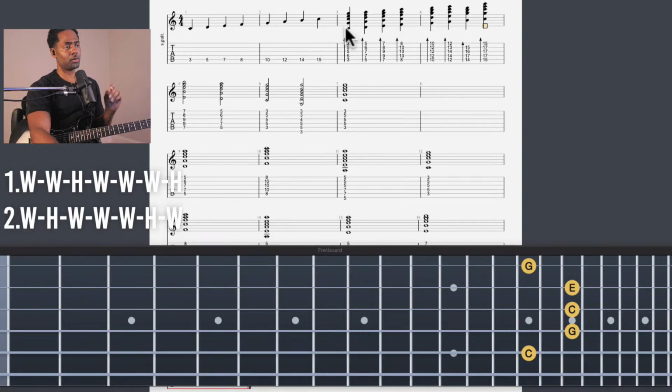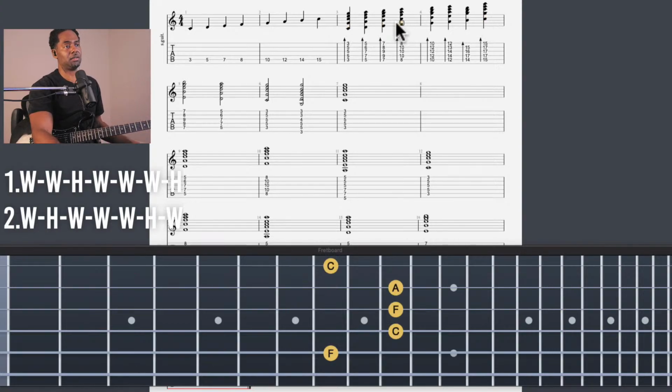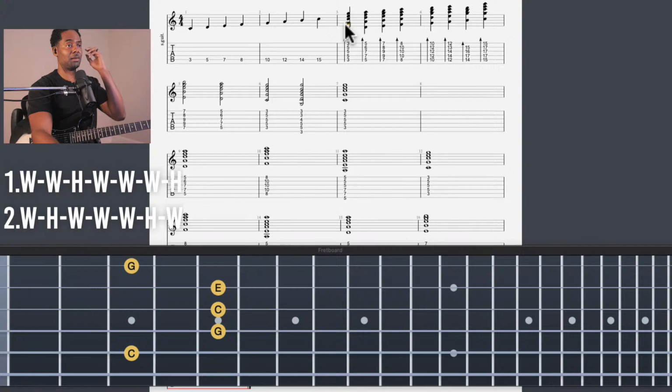All the root notes are on the A string, and based on what I'm showing, you can actually see this is the 1, the 2, the 3, the 4, the 5, the 6, the 7. You know what I'm saying? Back to the 1. You know, this is do, re, mi. You know what I'm saying? All that. So that's that. So being able to know that is going to help you.